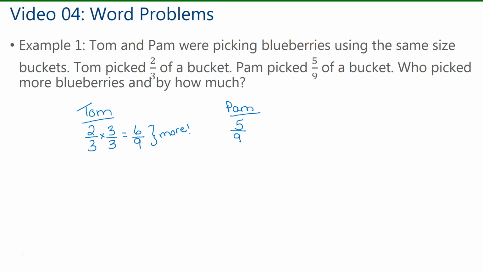Now the second part of the question wants us to determine by how much more blueberries did he pick. So to do this, we need to subtract 6/9 take away 5/9. And whenever we subtract, we add the opposite. It becomes plus -5/9. So 6 plus -5. We subtract, 6 take away 5 is 1. And we determine the sign by looking at how many negatives and how many positives we have. I have 6 positives, 5 negatives. So we see our answer is 1/9.